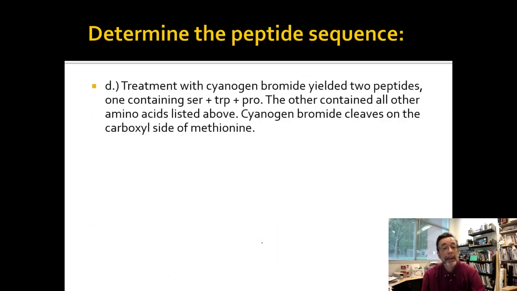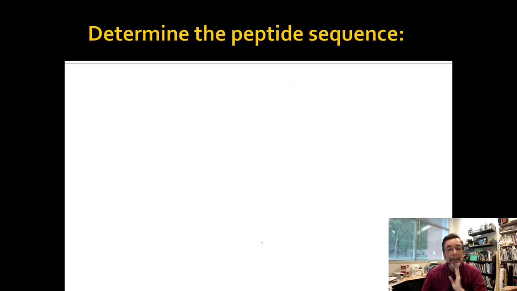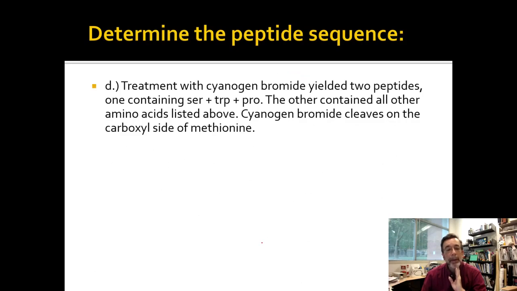So now we get another piece of information. Cyanogen bromide actually cleaves it, giving 2 peptides, and one of them has serine, tryptophan, and proline. The other contains all the other ones. And cyanogen bromide, remember, I will always tell you this, cleaves on the carboxy side of methionine. So that means that this piece does not include methionine in it. Methionine is previous to this. You see the methionine is up here. It's the other amino acids. That means we actually can know 2 things. We can know that S, W, and P are together in the sequence. I'm going to put those in parentheses.